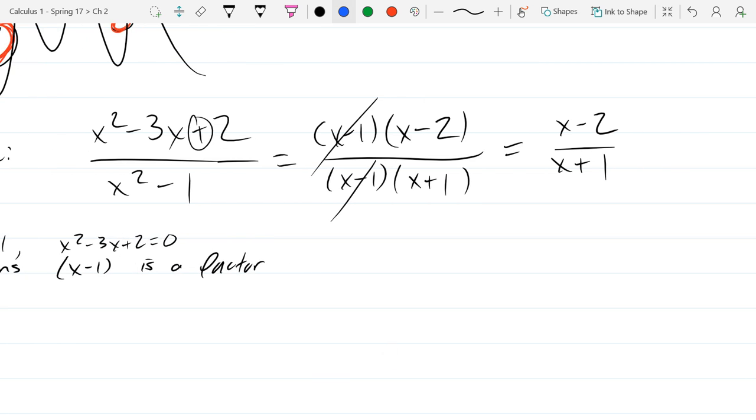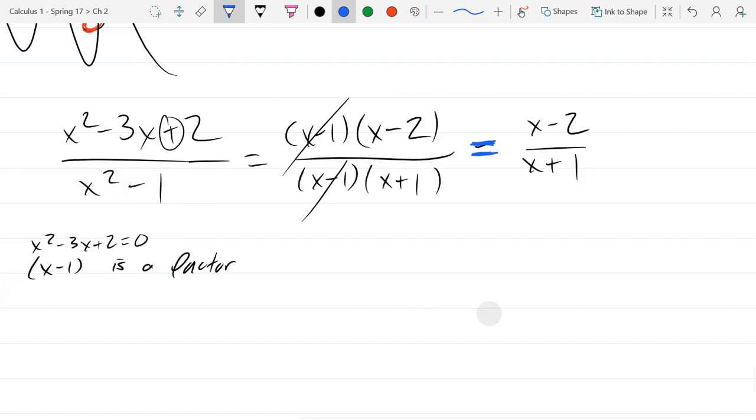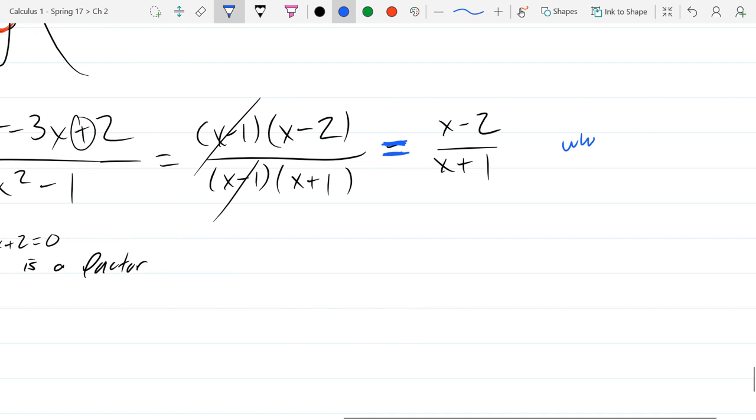Now we have to be a little careful with this equals sign. We're missing some information on the right side. On the right side, I have to write down when x is not 1. When x is 1, the left side's undefined, and the right side has a value.